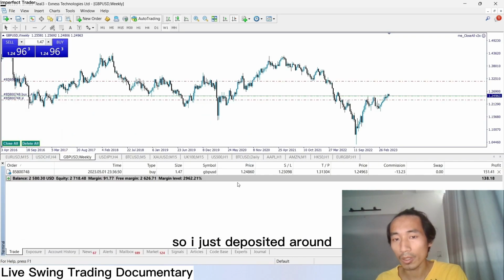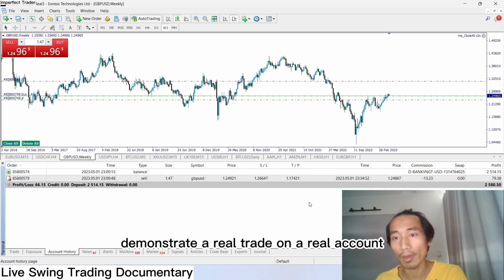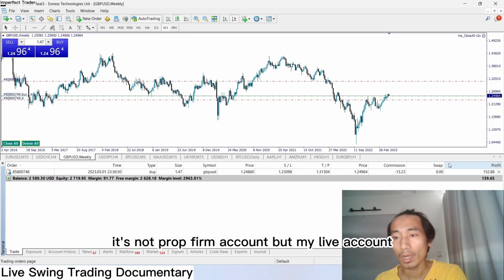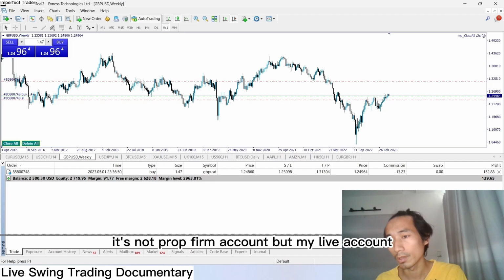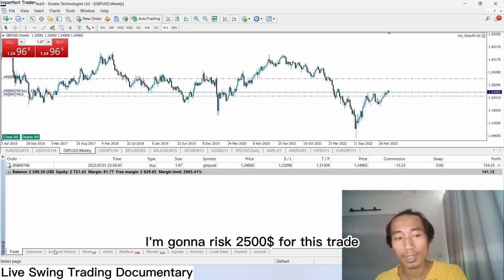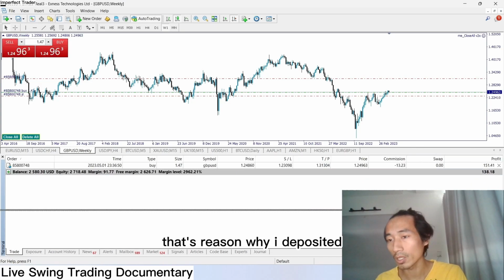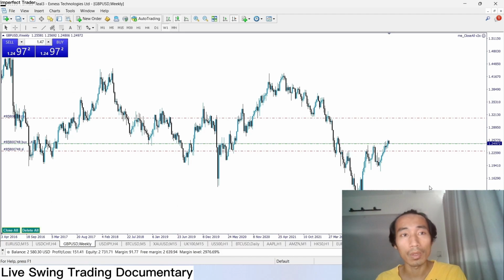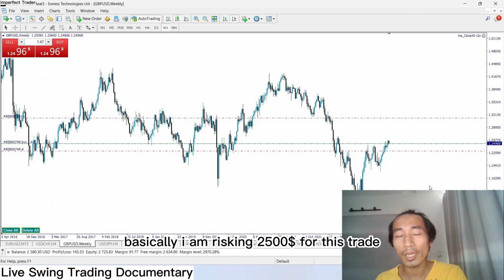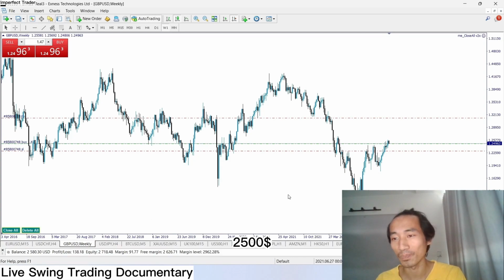So I just deposited around 2,500 to demonstrate a real trade on a real account. This is not a proper account, but it's my live account. I'm going to risk 2,500 for this trade, and that's the reason why I deposited 2,500. It doesn't mean that my account balance is 2,500.